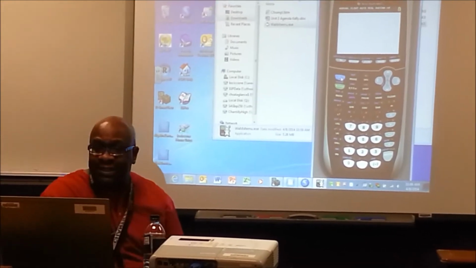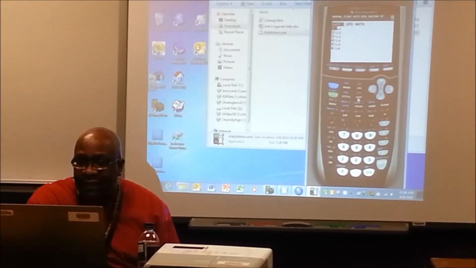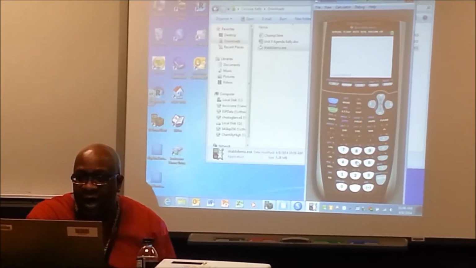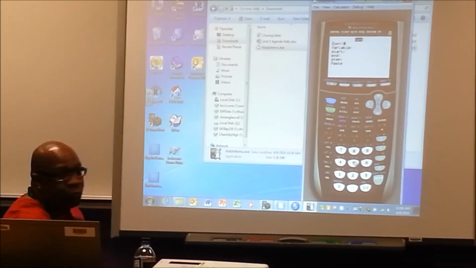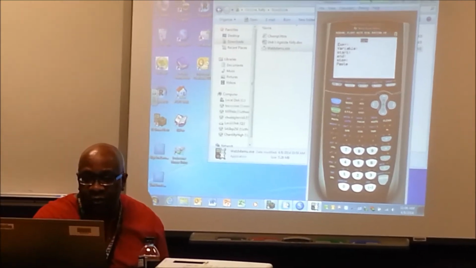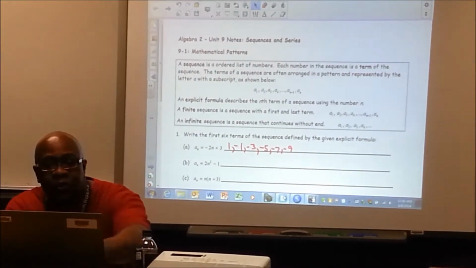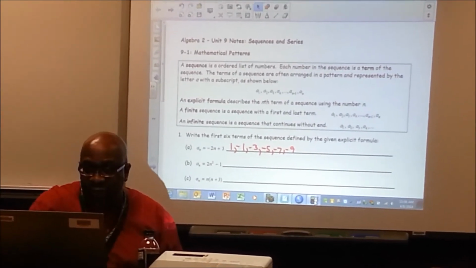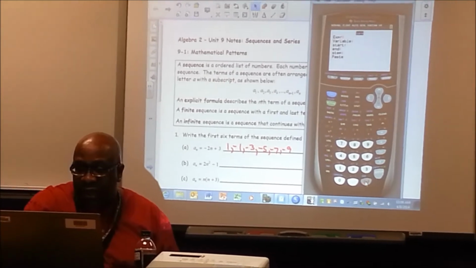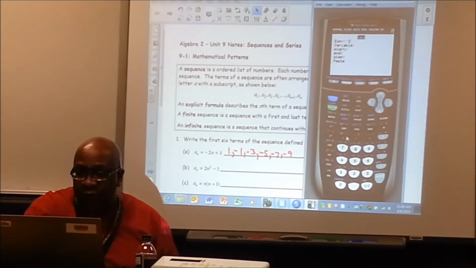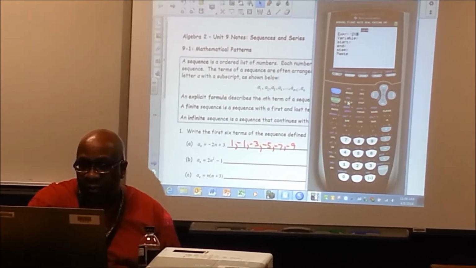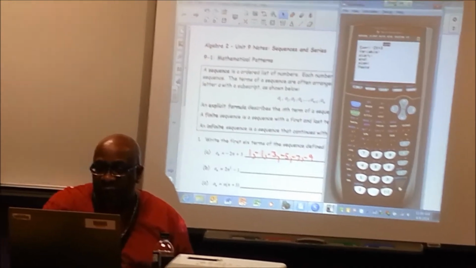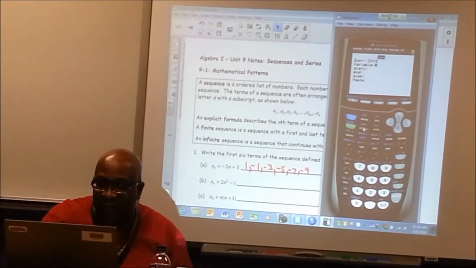We're going to go to second, stat. We're going to arrow over to ops. We're going to choose option 5 for sequence. The expression that we're dealing with is negative 2n plus 3, which we have here. So we're going to place that into our calculator. Negative 2, we're going to use the variable x, plus 3. The variable that we're working with is x.